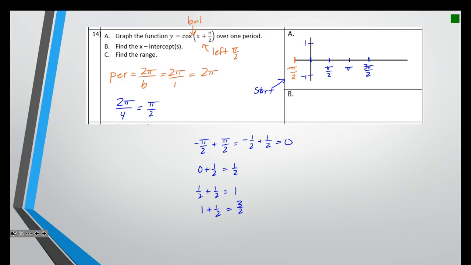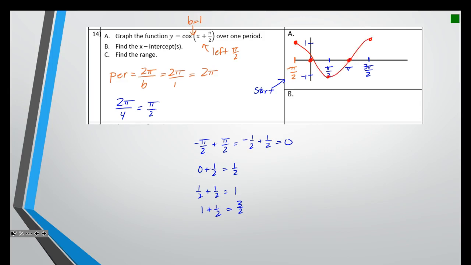So we're starting at negative pi over 2. The cosine graph starts up at 1, so I'm going to put a point here at 1. And then I'm just going to follow my usual y values going to the right. So 1, 0, negative 1, 0, and 1. And then when I connect the dots, that's what my cosine graph looks like.